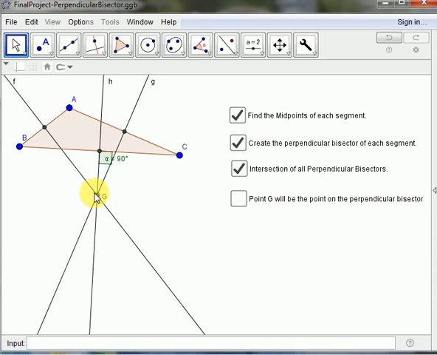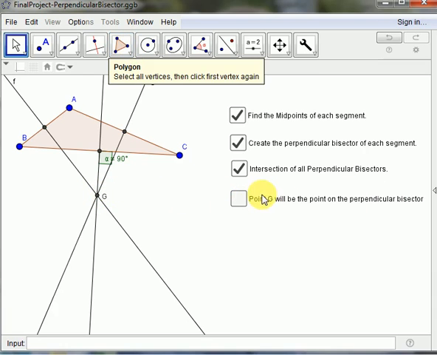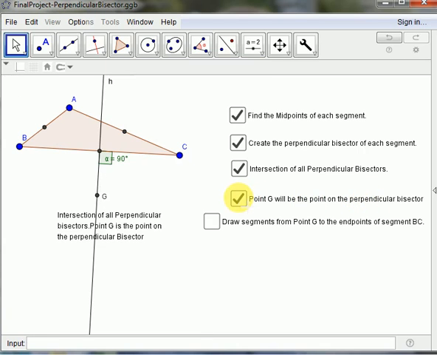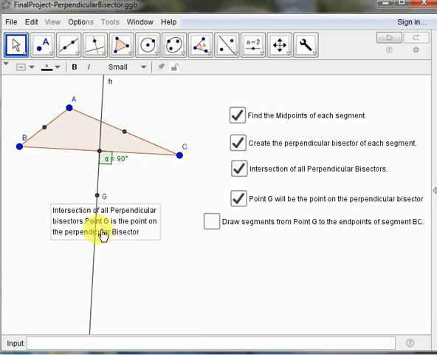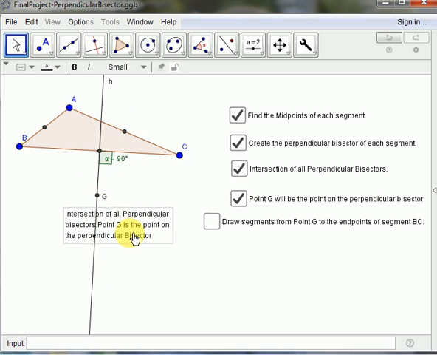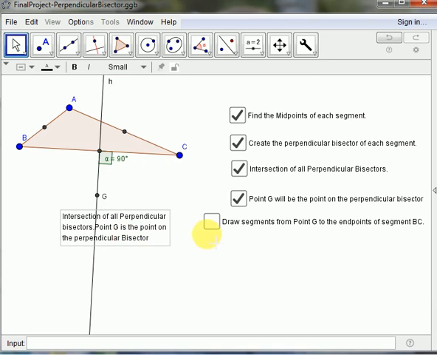So let's just take one perpendicular bisector, and right now it's going to be H. So we have point G is the point on the perpendicular bisector, and it'll stay there. As you can see, the intersection of all the bisectors was this point, but this point continues to be on the perpendicular bisector that we're going to be using.